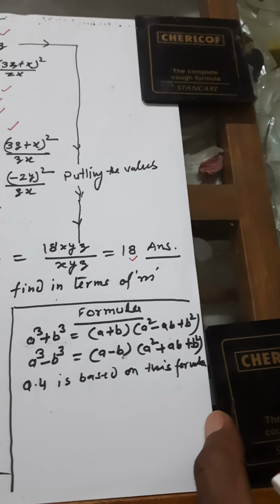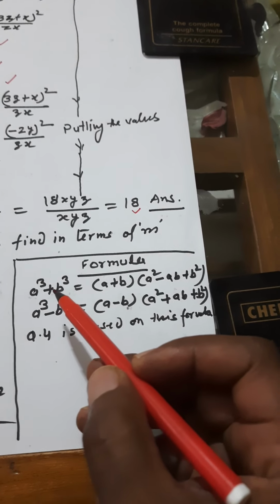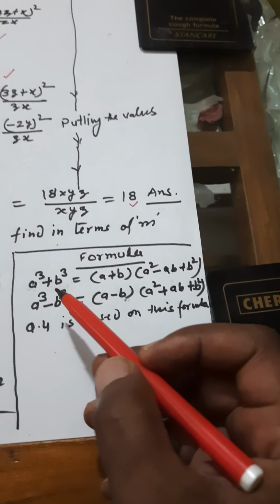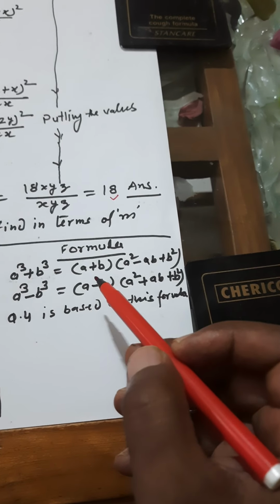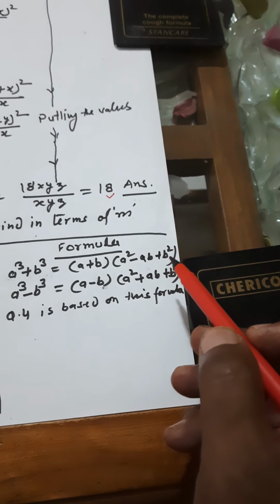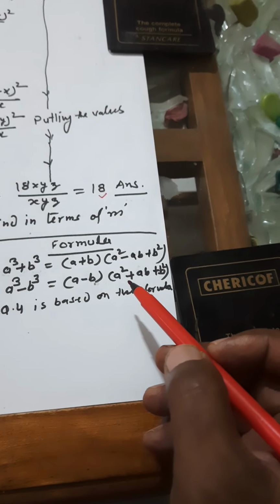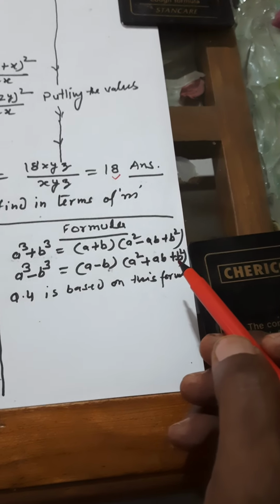A few formulas I want to discuss over here. This is another format of a³ + b³. You have studied this formula already; I have discussed it in the previous videos. a³ + b³ = (a + b)(a² - ab + b²), and a³ - b³ = (a - b)(a² + ab + b²), right?